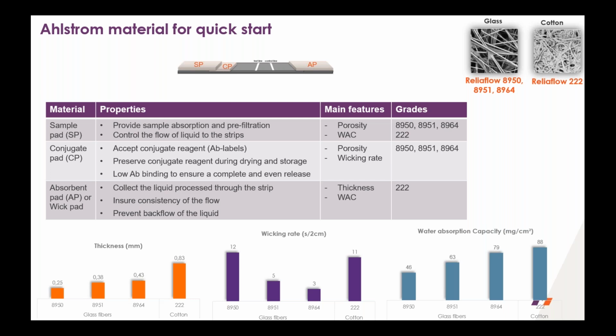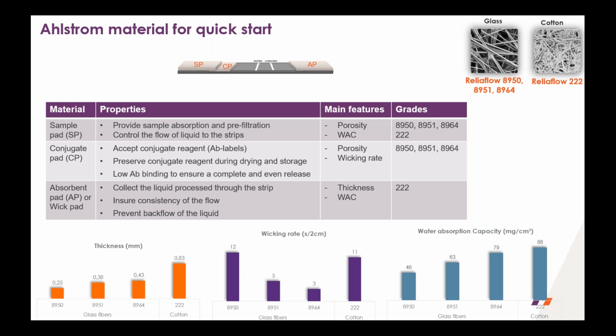For the conjugate pad, the porosity and the non-interaction with the antibody is quite crucial to let the conjugate get immobilized and released correctly. So it makes the use of the three grades of glass fibers exclusively reserved for this application. The three types of glass fibers are mainly different by their manufacturing process and also their properties overall. 8950 is the thinnest one. The wicking rate is faster for 8964 and slower for 8950.